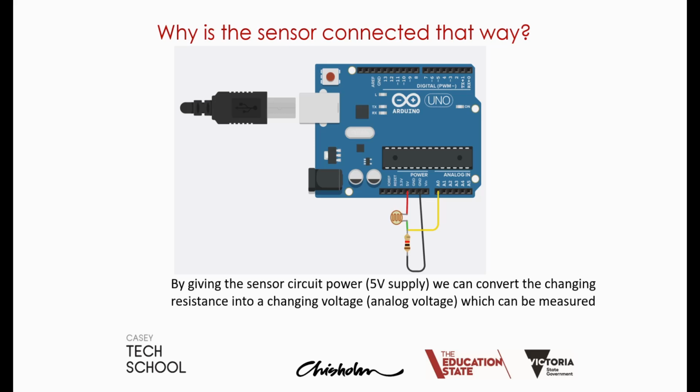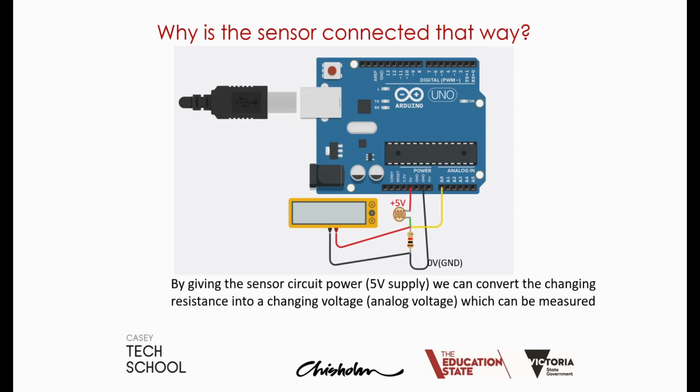So if we look at the circuit here, we're essentially connecting the top of the circuit to the 5-volt supply coming from the USB through the microcontroller. The return circuit is connected to 0 volts or the ground side, or the negative side of the battery supply, the USB supply.